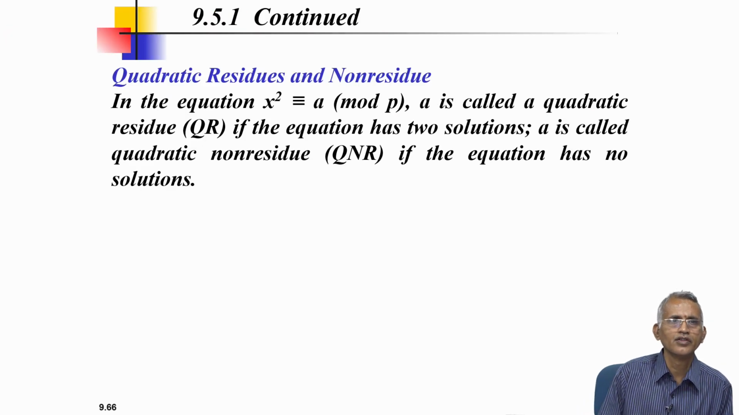Now, quadratic residue and non-residue: in the equation x square is identically equal to a under modulo n, a is called a quadratic residue.